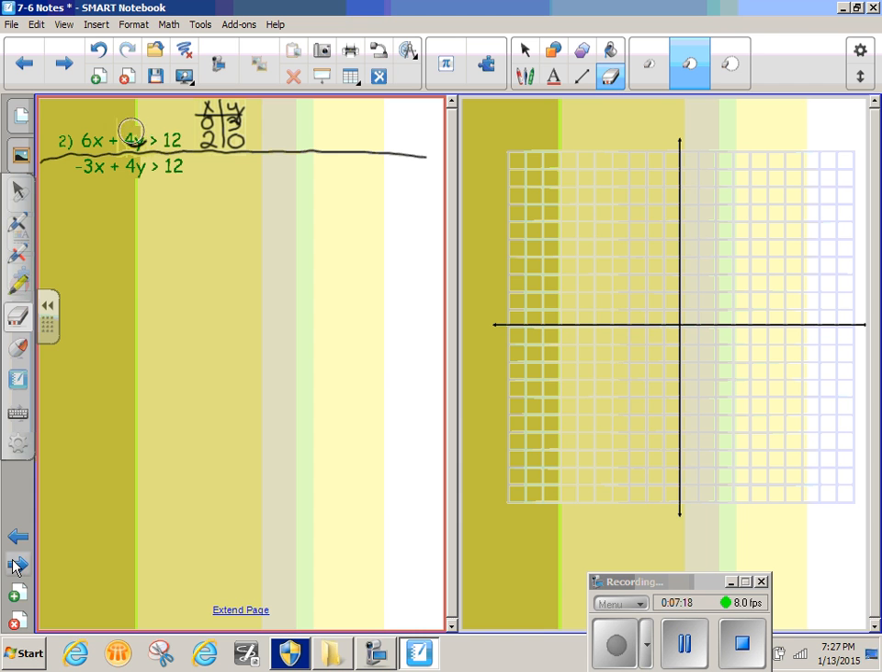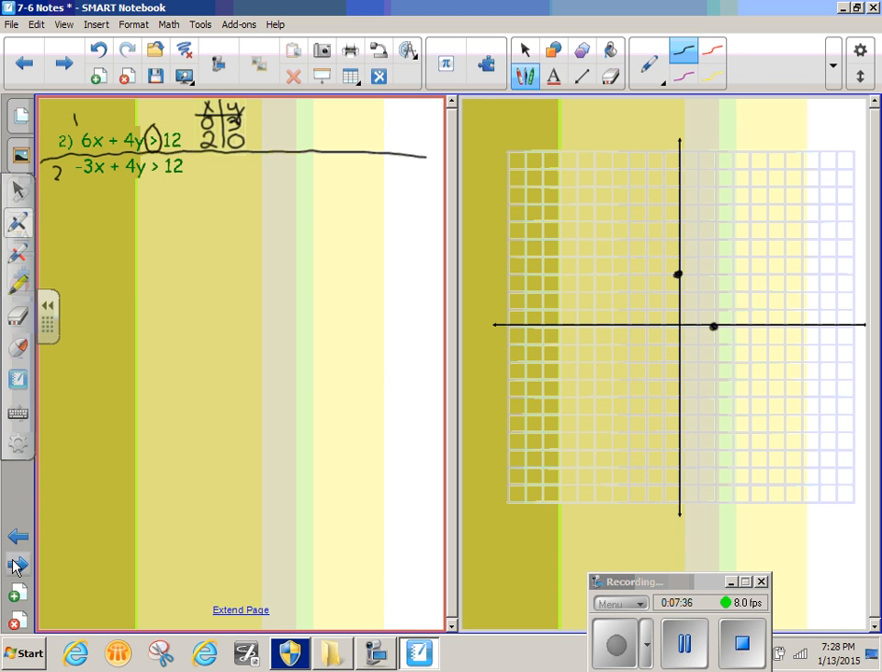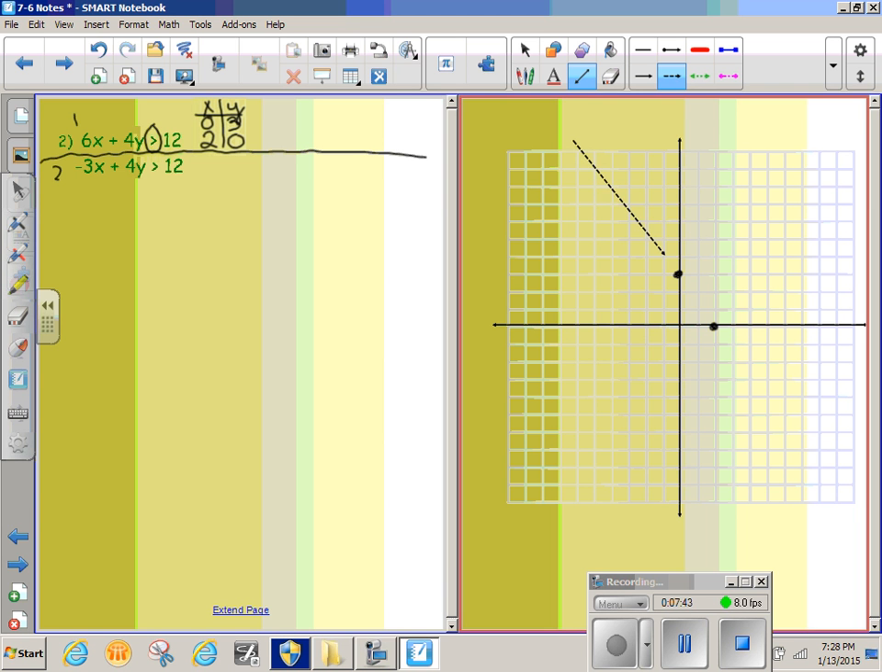And I'm just going to stay with this inequality to begin with. In other words, I'm going to talk about my first one, not my second one yet. To graph, I go to my origin, go 0, 3. That's my y-intercept, and then my x-intercept is 2, 0. Solid or broken? You may have guessed it, it's going to be a broken line.